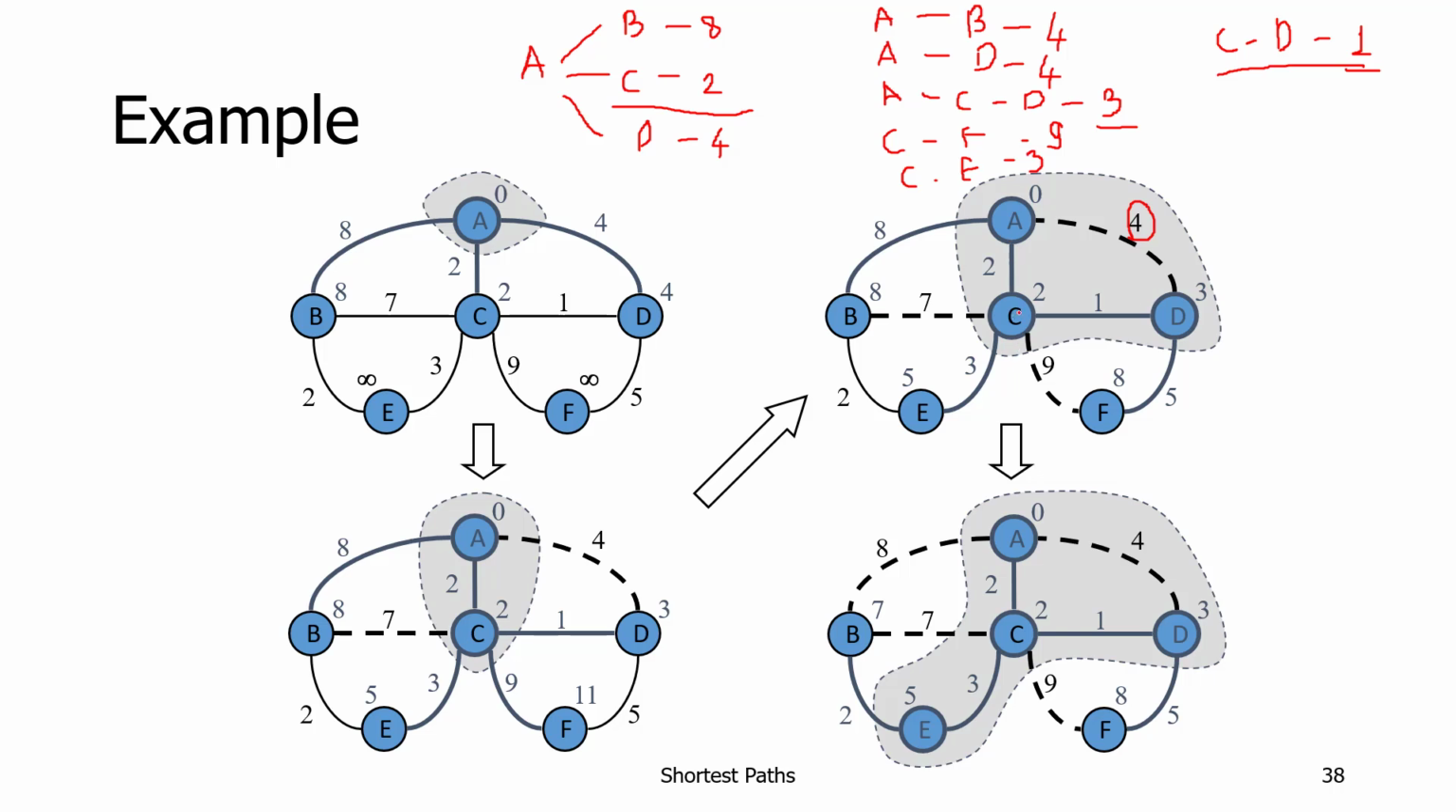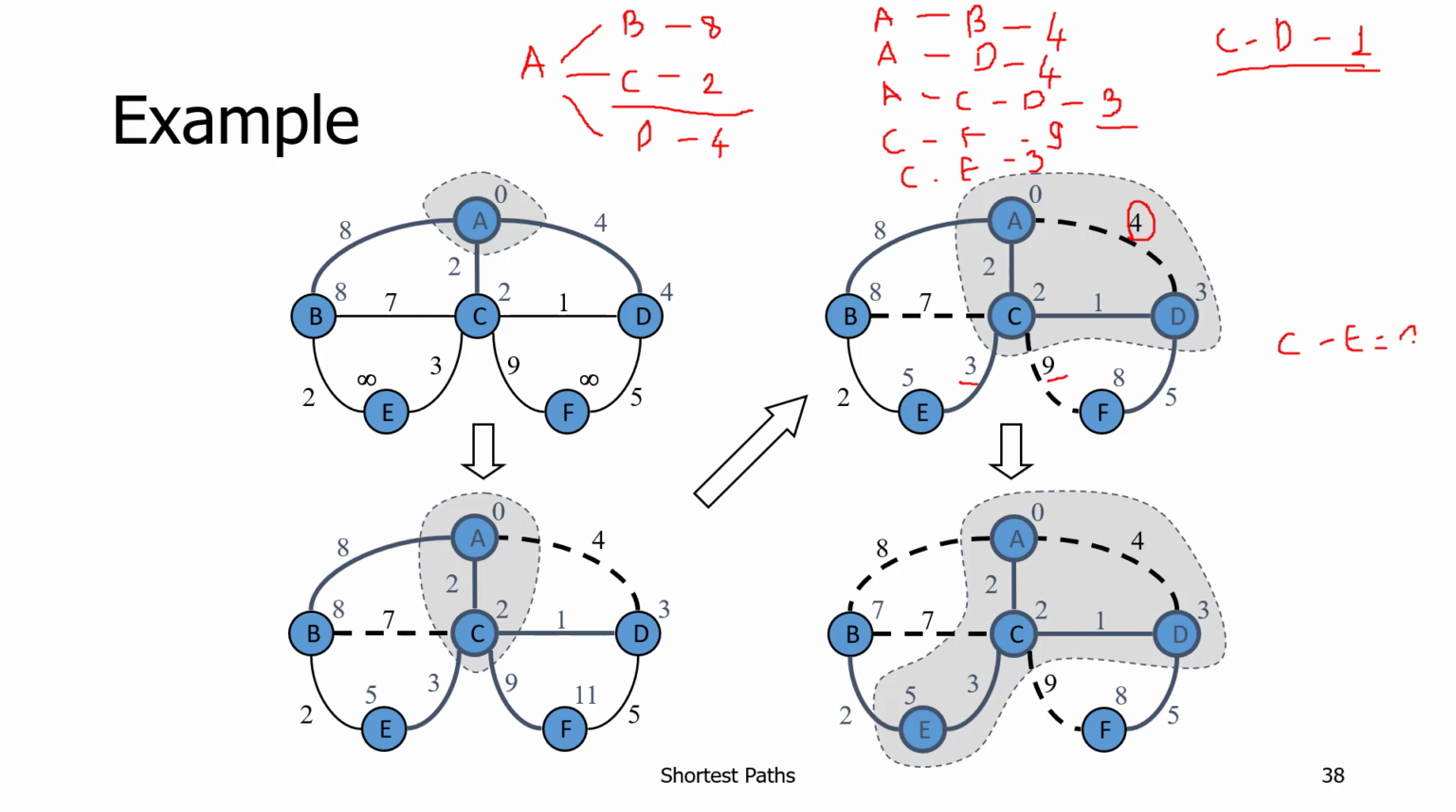Then from C, is there any good edge that we can pick? One we already picked, going to D. Another is of 9 units, which takes us to F. Another one is of 3 units, which takes us to E. Initially E was infinite. I did not have a direct way to reach E. But now, since I know C, I can go from A to C and then C to E, and that's why the smallest edge that I can pick in the next iteration is CE.